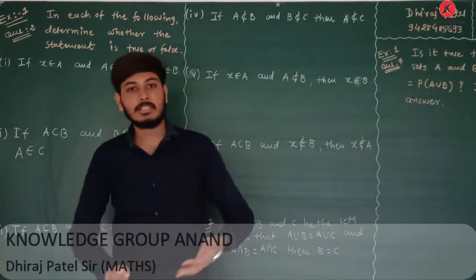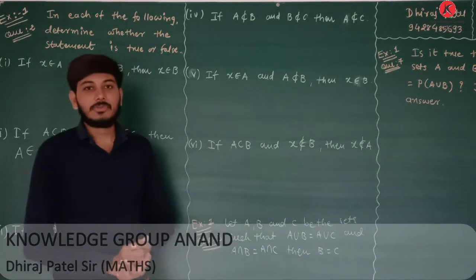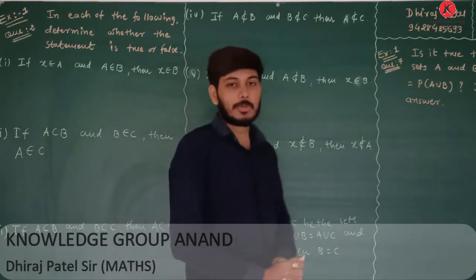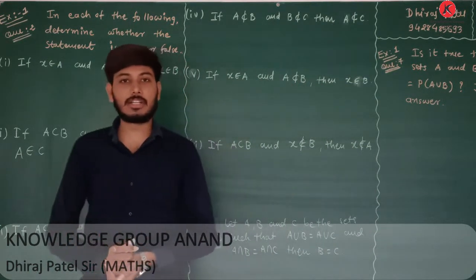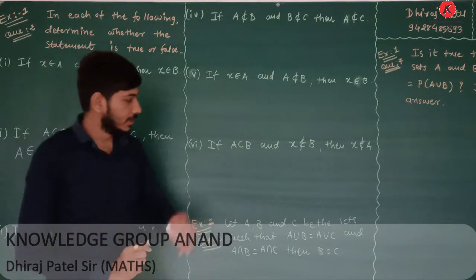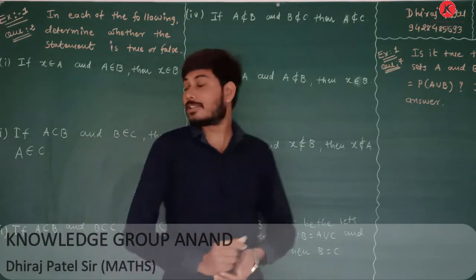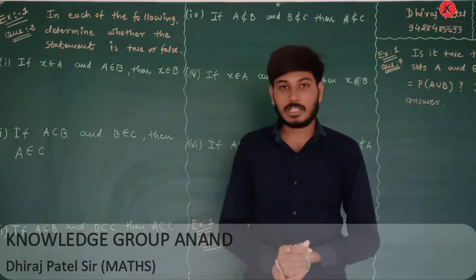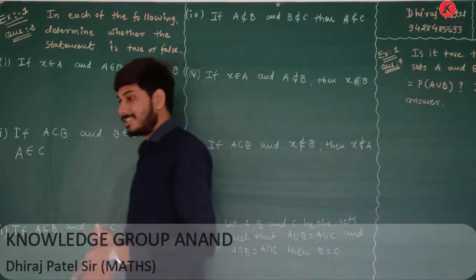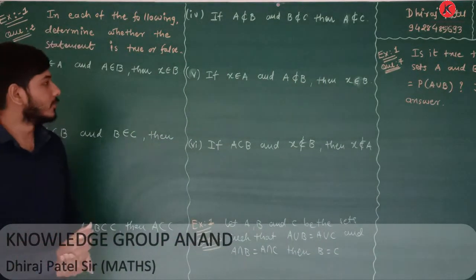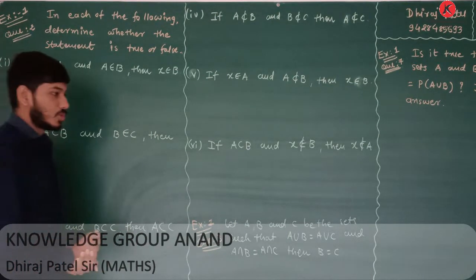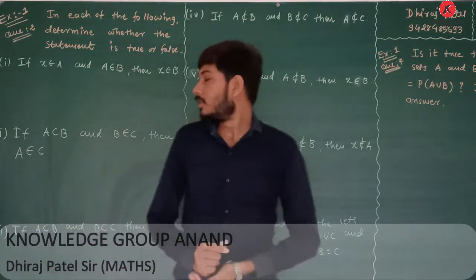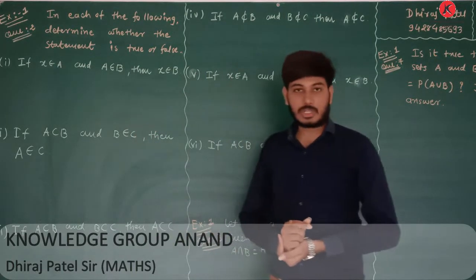Morning, friends. In the last lecture, we learned the topics Venn diagram and formula related word problems. Now we are going for exercise 1. In exercise 1, question number 1 is already completed. Now we are going for question number 2. It is a very logical question.